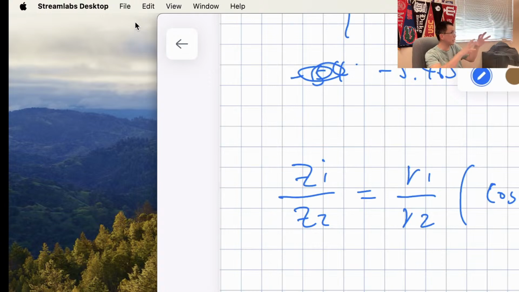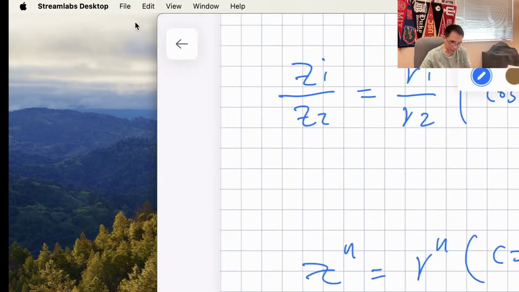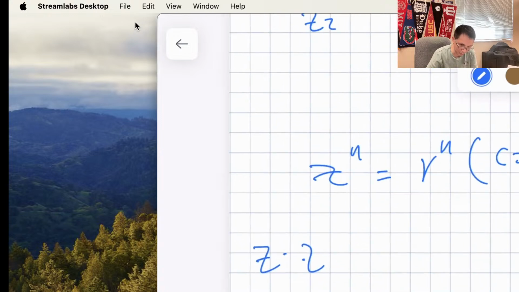Imagine that if you have 2Z, they're the same number. Let's say 2 plus i times 2 plus i. If you multiply together, the R is the same, so R times R will be R squared, and the angles are just adding together. That's why it's going to be cosine of this. So let's give you a situation. Let's say 2 plus 2i to the 4th power. Actually, to make it fun, make it 10th power.